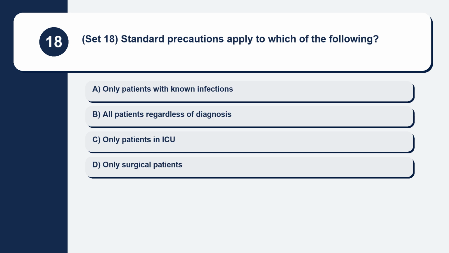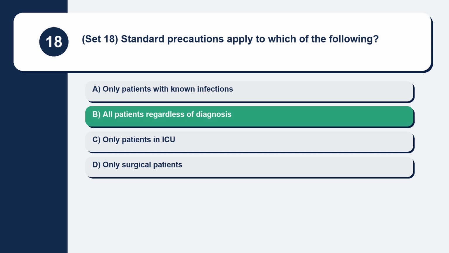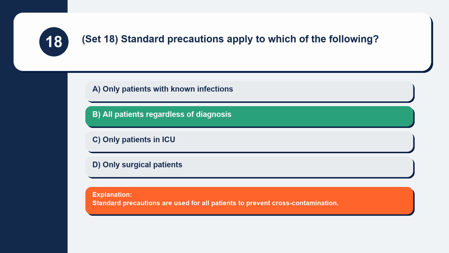Question 18. Set 18. Standard precautions apply to which of the following? Only patients with known infections, all patients regardless of diagnosis, only patients in ICU, only surgical patients. Standard precautions are used for all patients to prevent cross-contamination.